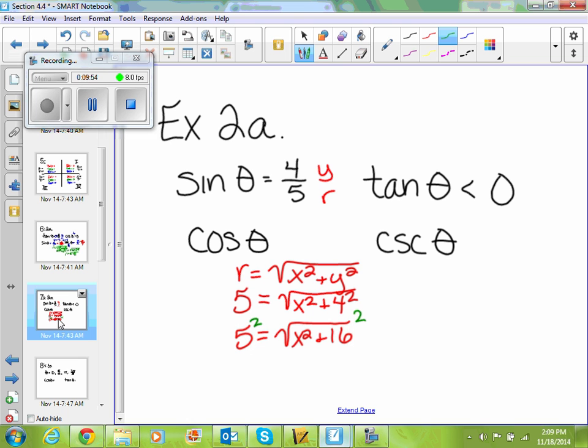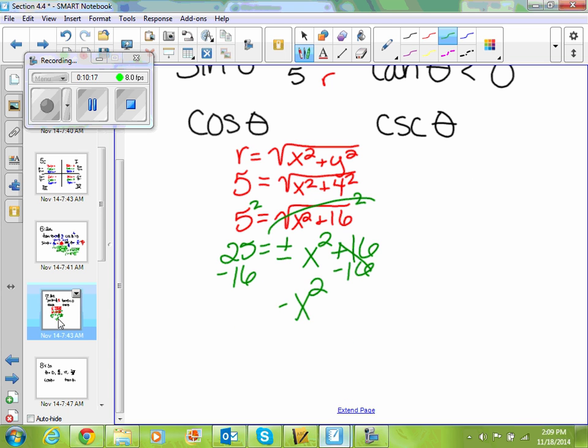Then I square each side to get rid of my square root. So 25 equals x squared plus 16. Then I subtract 16. So x squared equals 9, which tells me x equals positive or negative 3. And I need to figure out if it's going to be positive or negative. In order to do that, I need to use the information that I have. Its tangent is less than 0, and any number less than 0 is negative.